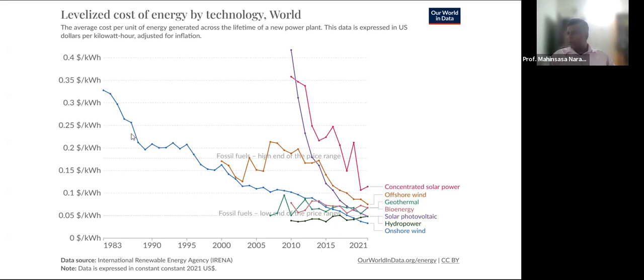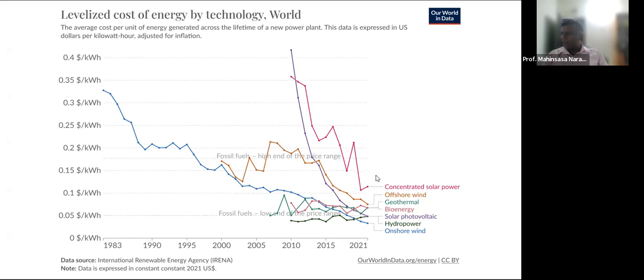Then the blue line here is the onshore wind. We can say that wind, solar, and everything is decreasing in the levelized cost of energy. Actually, for solar energy, the cost of energy generation has decreased greatly. You can see here, maybe 10 years back, it was very expensive. Now it has drastically decreased. That's the cost of energy generation by solar energy.